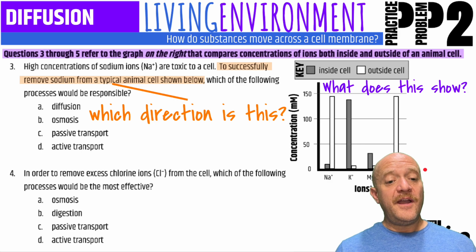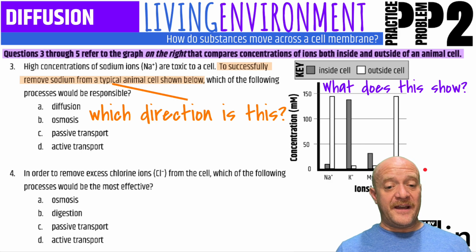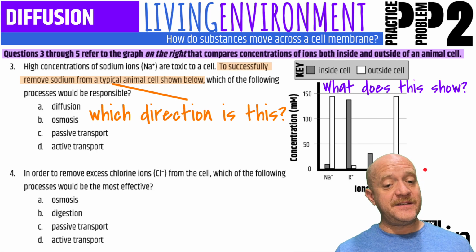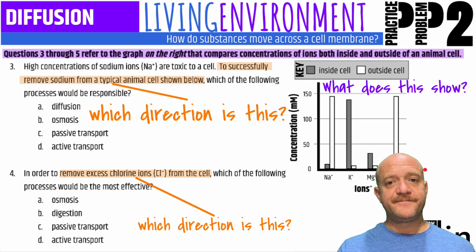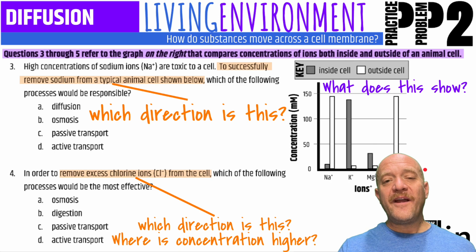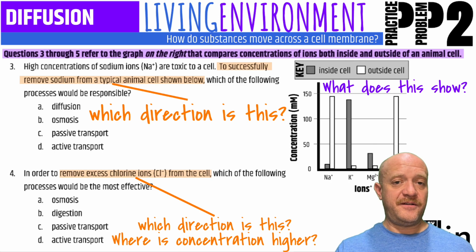Question 4. In order to remove excess chlorine ions, or Cl, from the cell, which of the following processes would be most effective? Now, take a note of what we're trying to do, and also explain which direction this is moving. And where is the concentration higher?